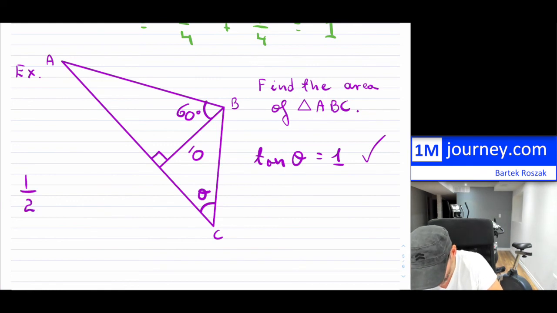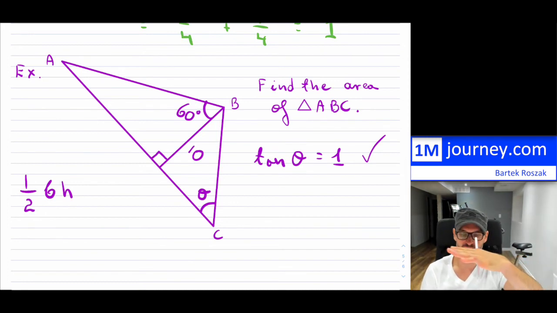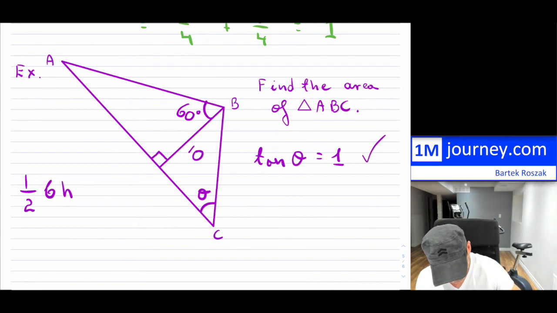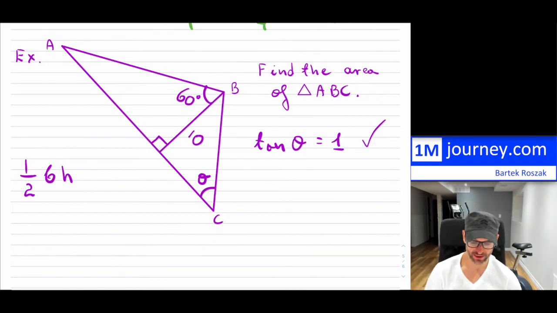So we know that this is the base times height. Now, we know the height is 10, but we do not know what the base is. So the base is basically the distance between A and C. Let's try to find out. Tangent of theta is equal to 1. We know that that particular ratio means that angle must be 45 degrees. If it's equal to 1, that means it's 45 degrees.